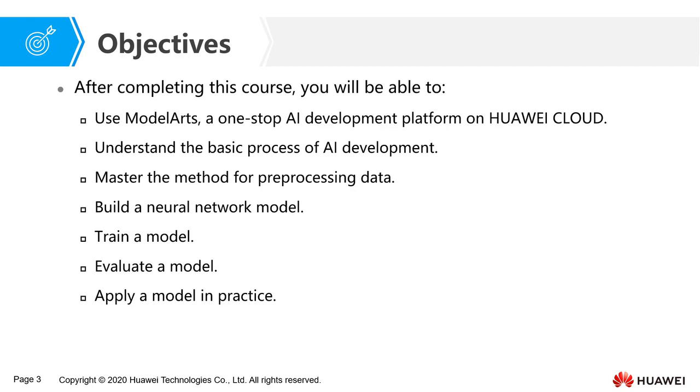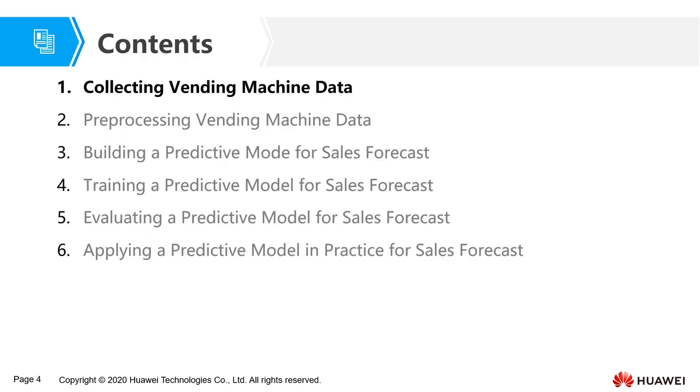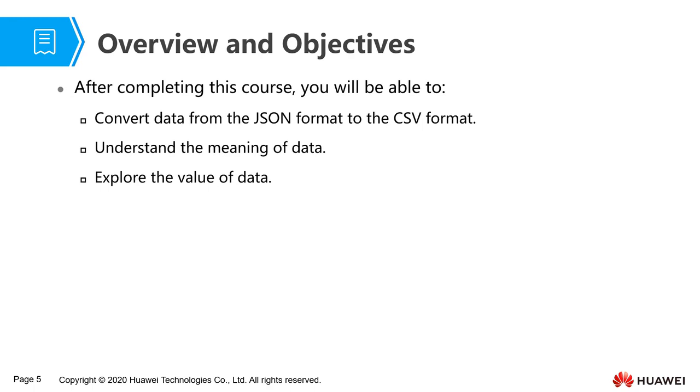I hope that you can learn these key steps through this chapter, according to the basic procedure of AI project development. This chapter is divided into 6 sections. Now, let's look at the first section, collecting vending machine data. This section describes how to convert the data format from JSON to CSV, understand the meaning of vending machine data, and explore the value of data.